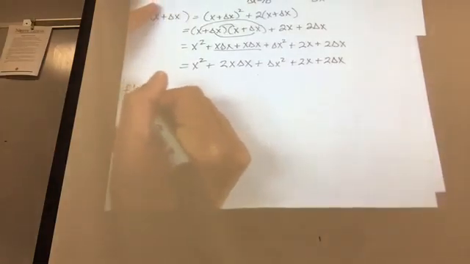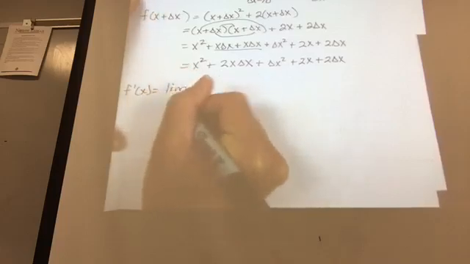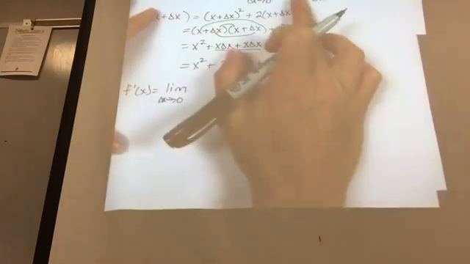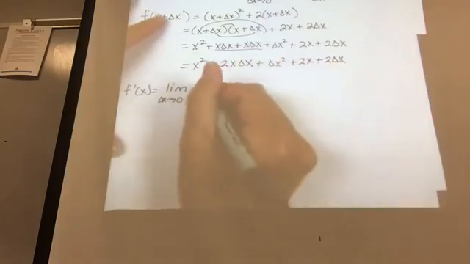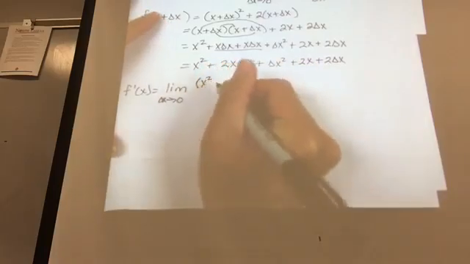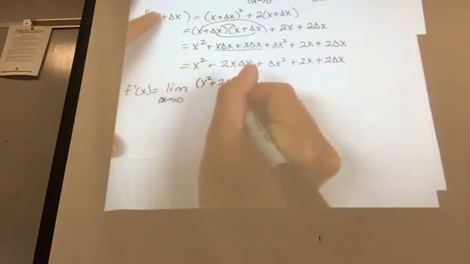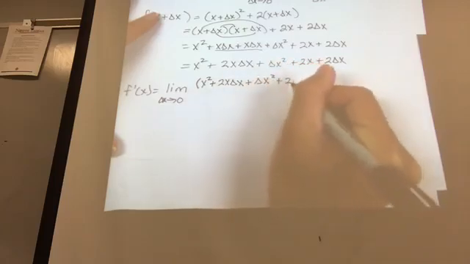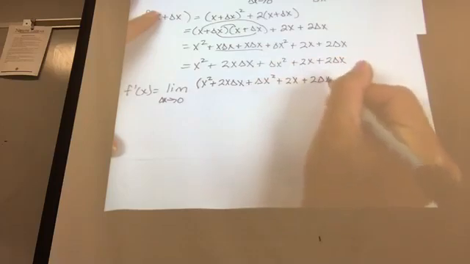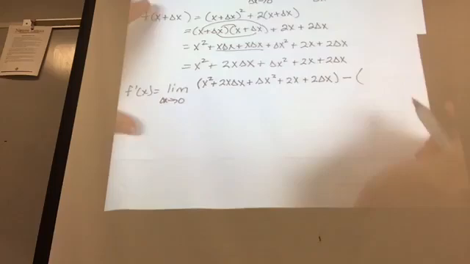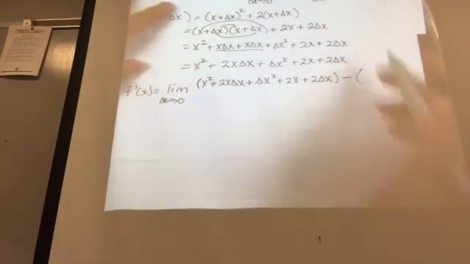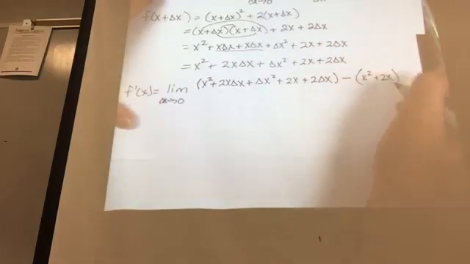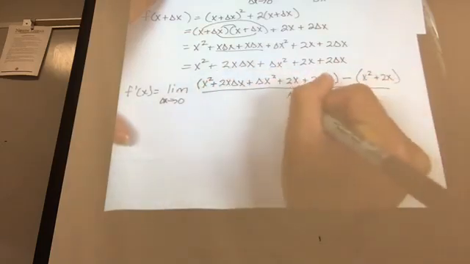F prime of x is equal to the limit as the change in x approaches 0 of f of x plus the change in x, so we're plugging in what we just got, and I'll plug it in parentheses to start with. So x squared plus 2x times the change in x, plus the change in x squared, plus 2x, plus 2 times the change in x, minus f of x, so make sure you put it in parentheses, and f of x is x squared plus 2x, and then all over the change in x.